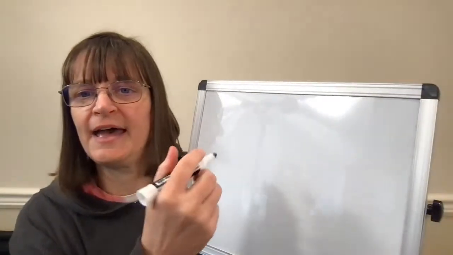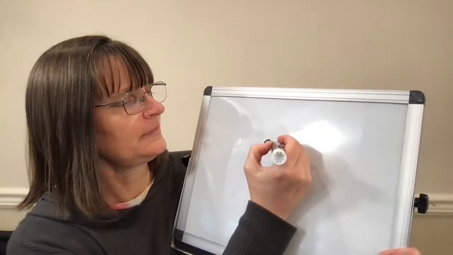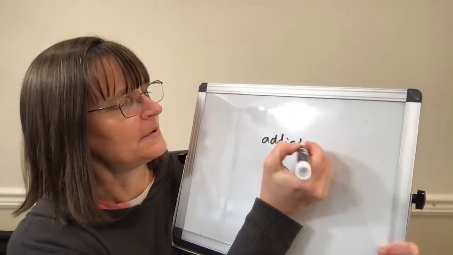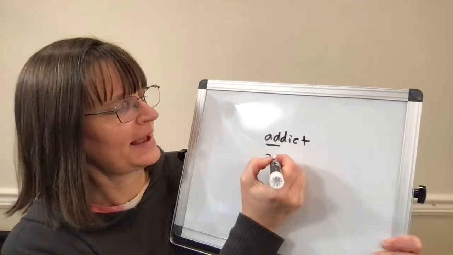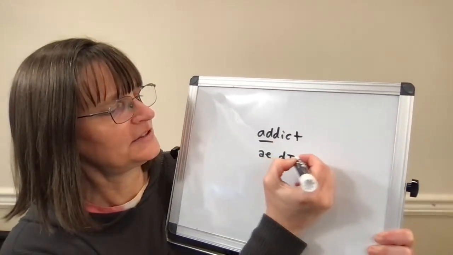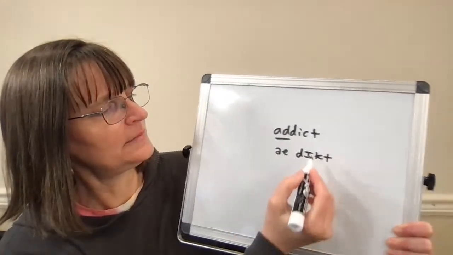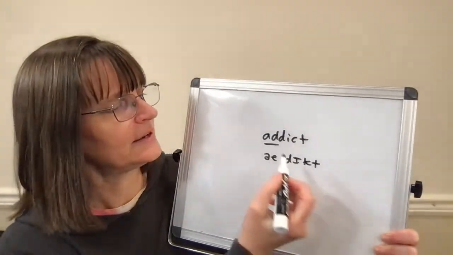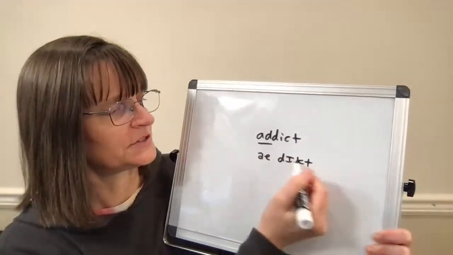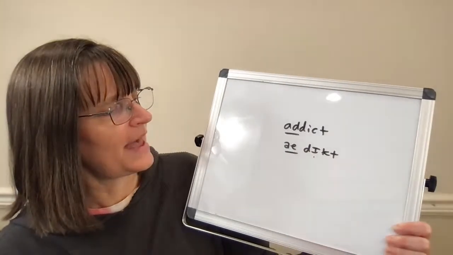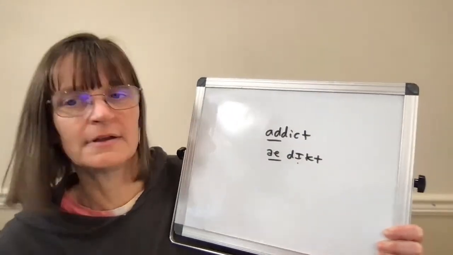Okay, we have a question about the word addict. So first syllable stress, black cat vowel. Second syllable has the lax I vowel, addict. We do a little cluster there at the end. Addict.